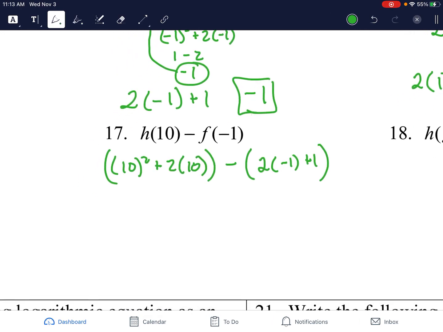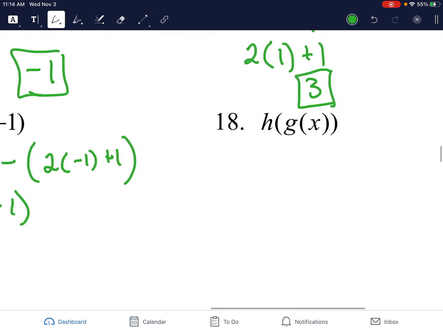All right. Now inside the first set of parentheses, we can do 10 squared, which is 100, plus 2 times 10, which is 20. So 100 plus 20 is 120. Minus 2 times -1 is -2. -2 plus 1 is -1. -1 times 1, -1. Minus a negative gives +1, so we get 121 total for number 17.